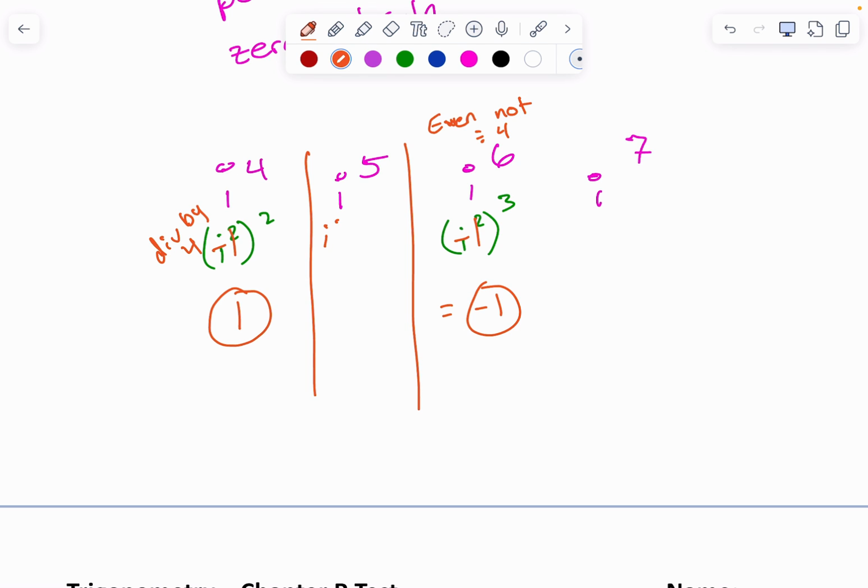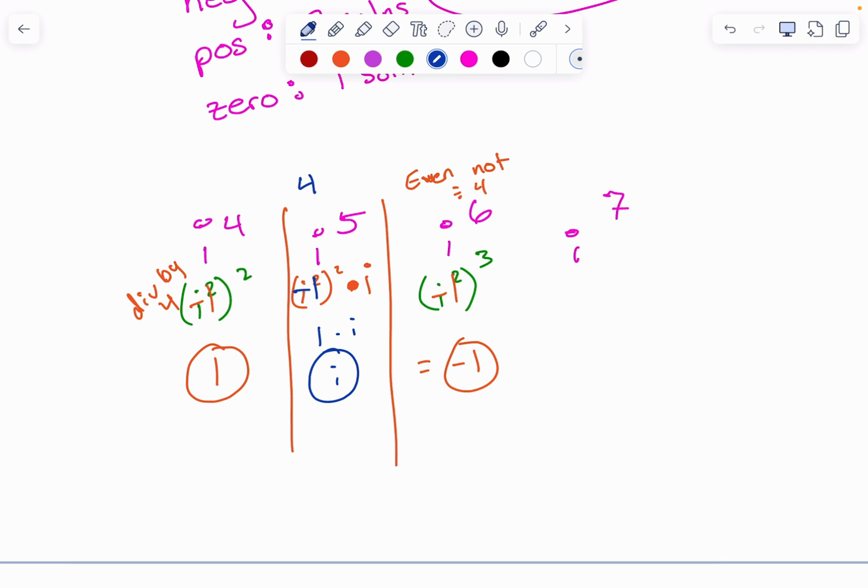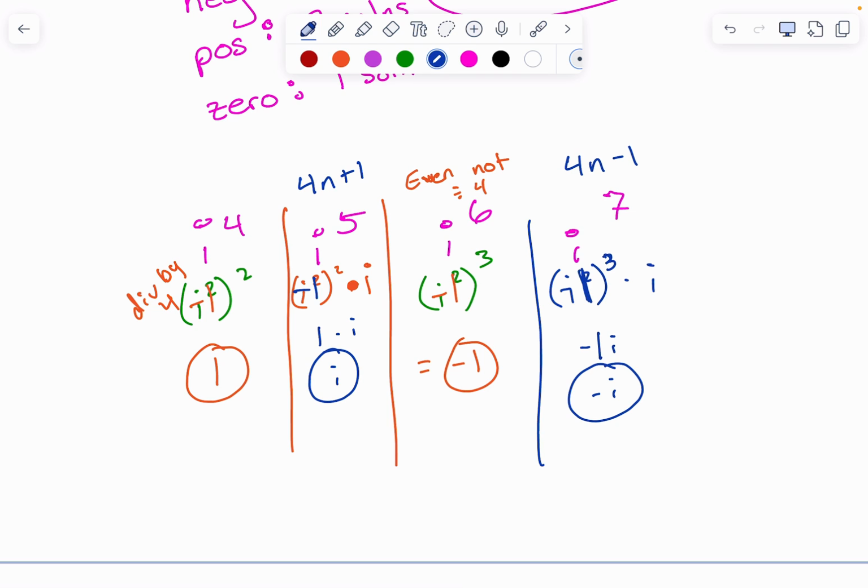Okay, i^5 is i squared squared times an i. This is negative 1 squared, which is 1 times i, which is i. Okay? So in other words, I'll write this in symbol format: 4n plus 1. If your exponent is 4 times a number plus 1. Okay? This one, i to the 7th, is i squared cubed times another i. So negative 1 to the 3rd is negative 1 times i, or negative i. So this is 4n minus 1. It's 1 less than 4 times the number. Does that make sense? Your exponent is 4 times the number plus 1. This exponent is 4 times the number minus 1, right? Like 8 would be minus 1.